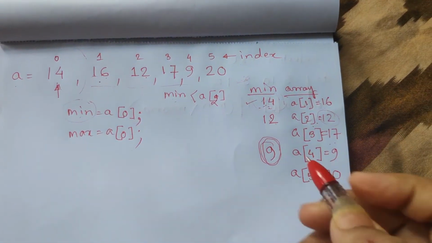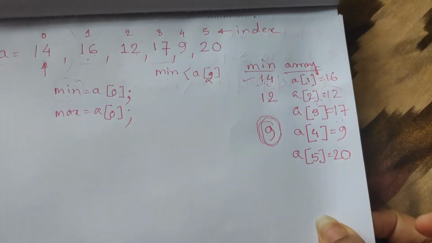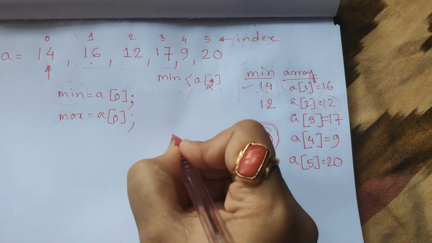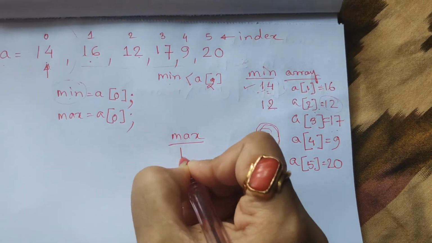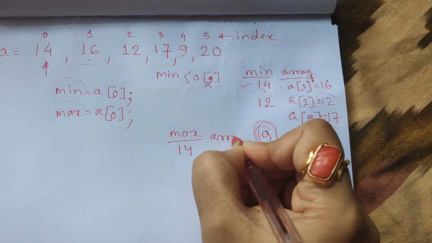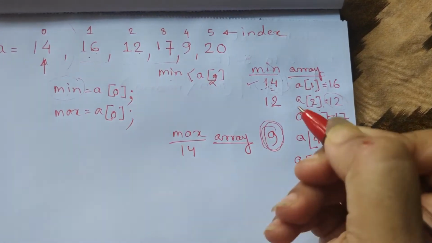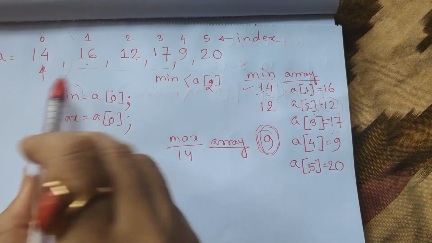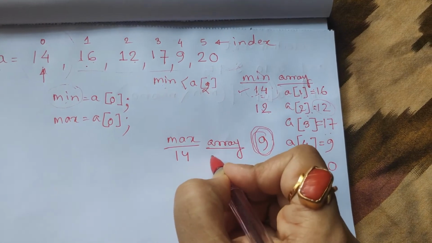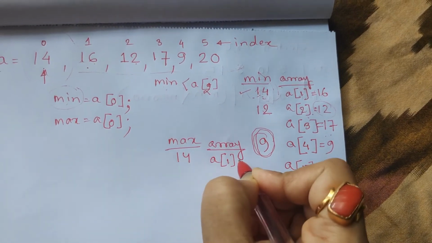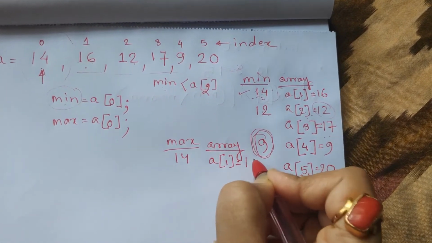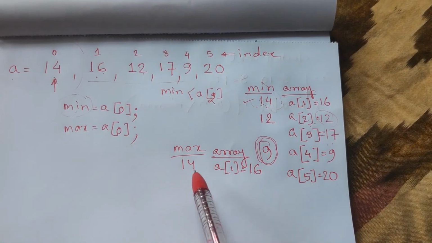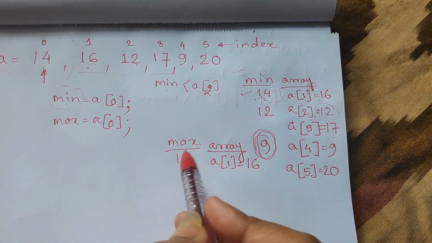So at the very beginning, your max will be 14, and we will follow the same process and go on comparing with the array elements. So we will compare this maximum with the array element A1. You see array element A1 is 16. So we will compare 14 with 16.